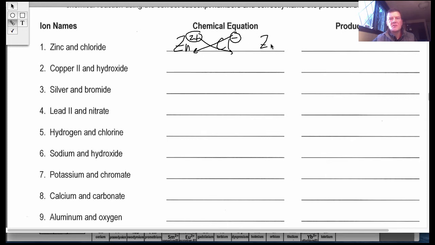So this is going to be ZnCl2, and this is called zinc chloride. Remember, we changed the name of the second one to end with IDE. Copper 2, so that's 2+, and hydroxide is OH negative. You're going to need 2 hydroxides, 1 copper. Copper hydroxide, like that.